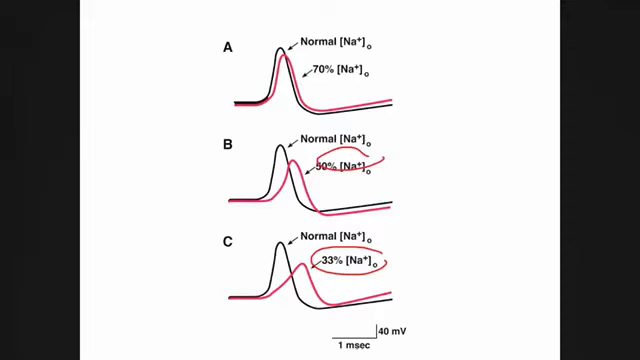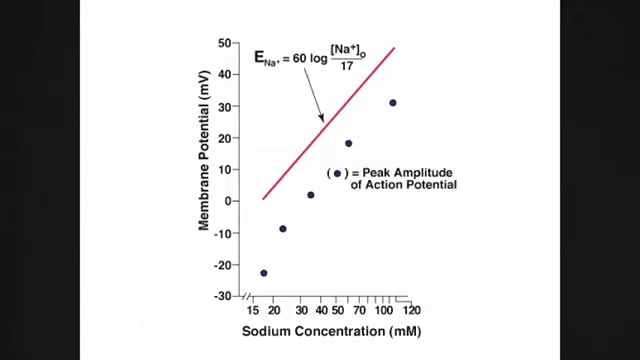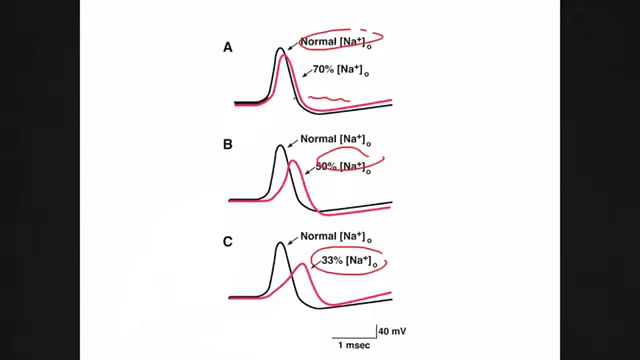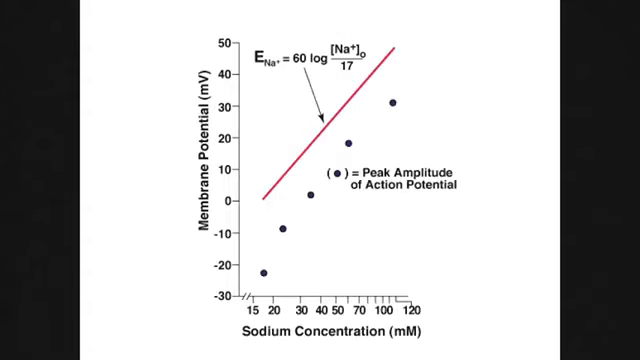So there are 3 panels here. In each one you have a normal action potential, that means normal extracellular sodium. Here's the initiation phase, the depolarization phase, the repolarization phase, the after hyperpolarization. So in 3 cases you have the control, and then you also see the consequences of systematically varying the extracellular sodium concentration, 70% normal, 50% normal, 33% normal. I think it's clear that as you reduce the extracellular sodium concentration, reducing the equilibrium potential for sodium, you see a decrease in the peak amplitude of the action potential.